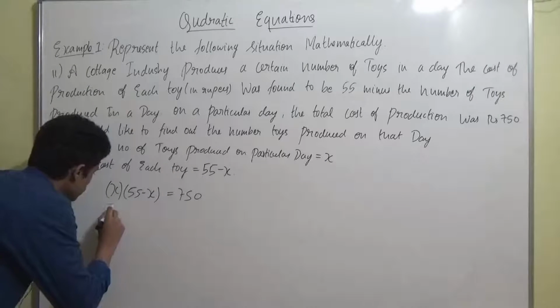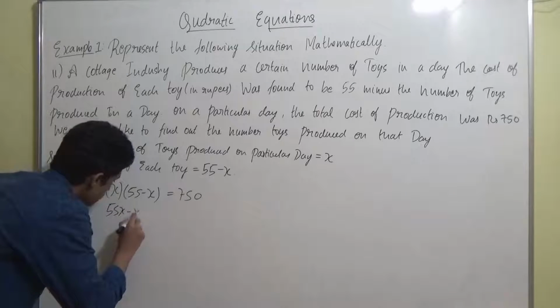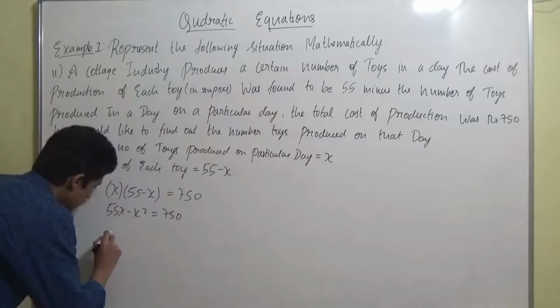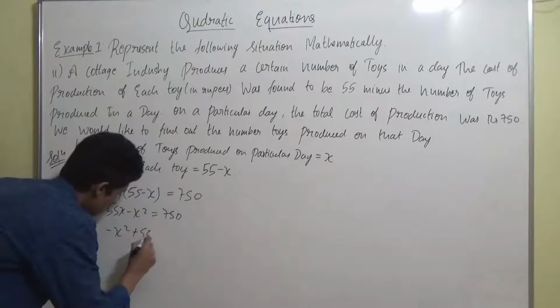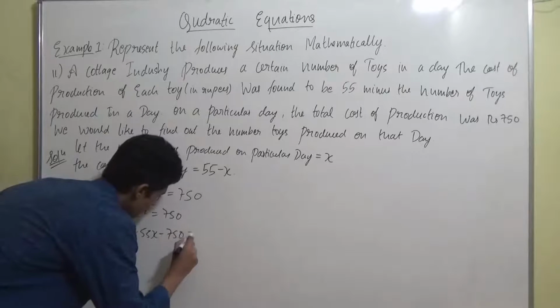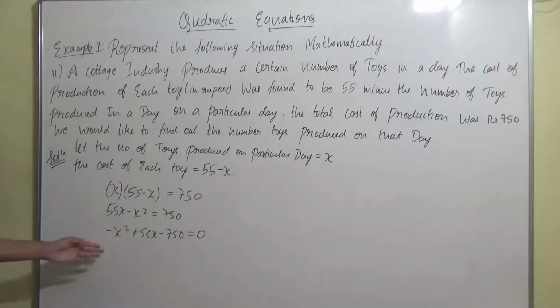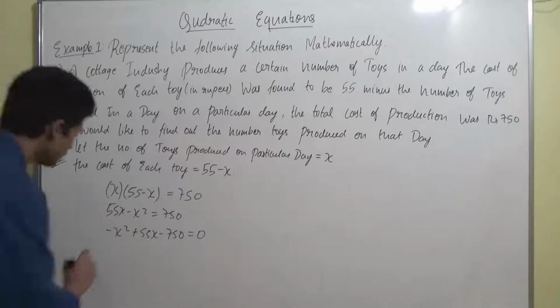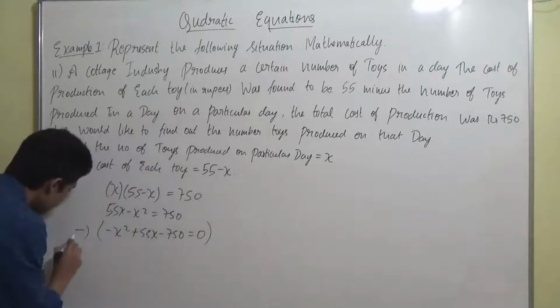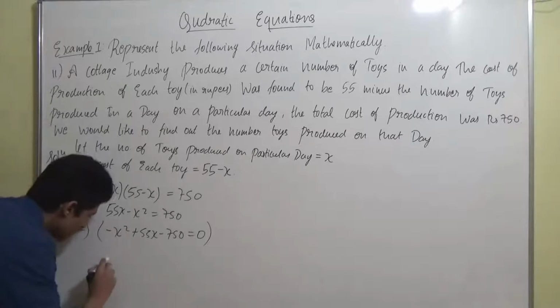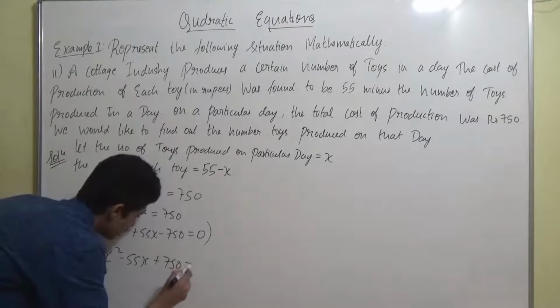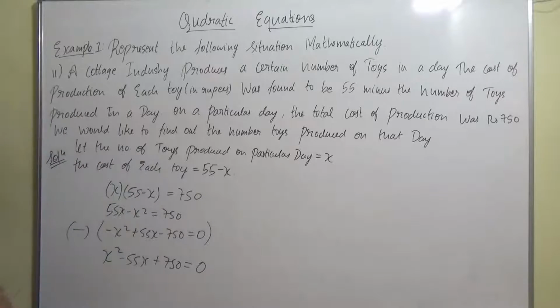This becomes like 55x minus x square equal to 750. Now let me take all the terms to the LHS. It becomes like minus x square plus 55x minus 750 equal to 0. Now as I said, the x square term itself has a minus sign, so we don't want the first term in the equation to have a minus sign. So we'll multiply the entire equation with the minus sign. That time it becomes minus into minus plus x square minus 55x plus 750 equal to 0. This becomes your equation, guys.